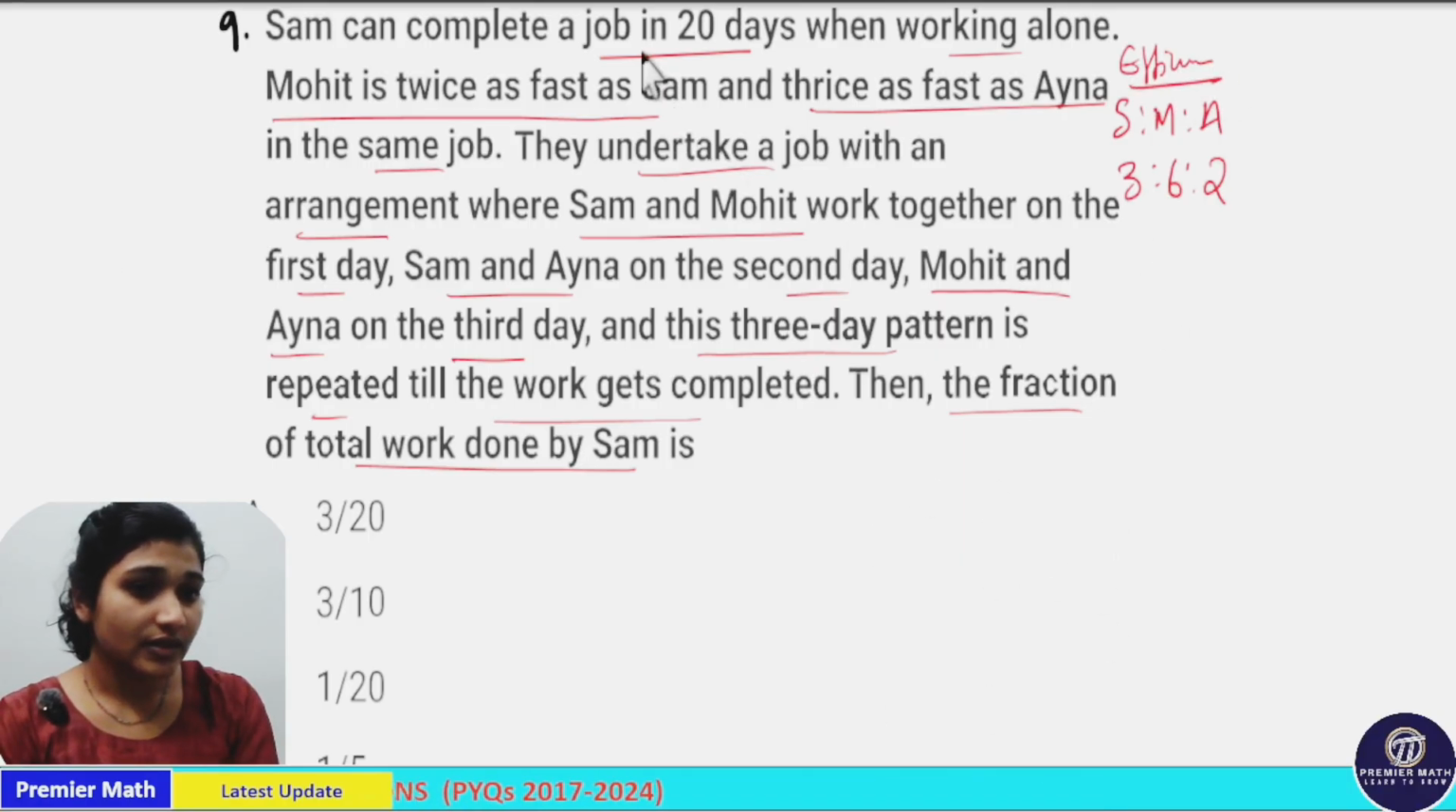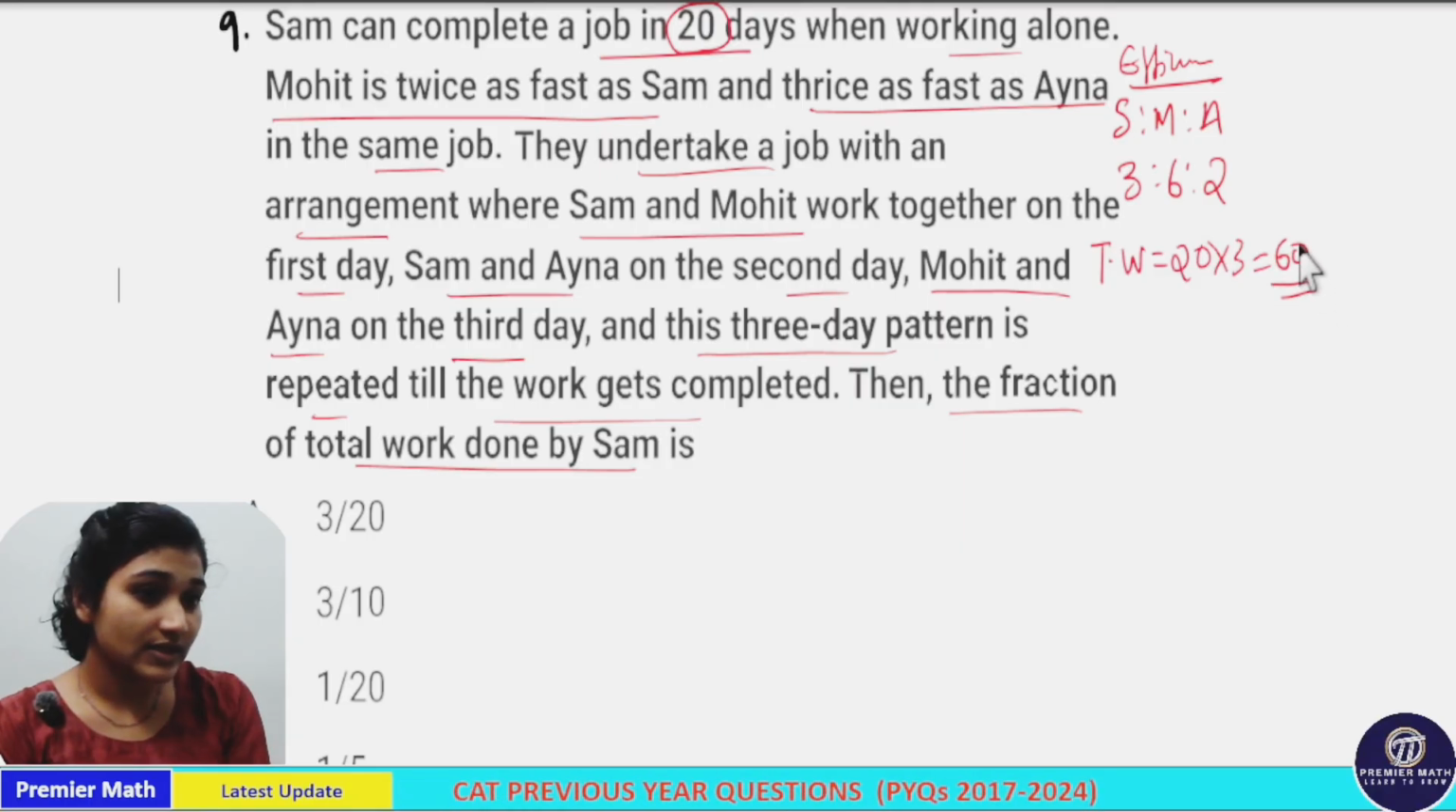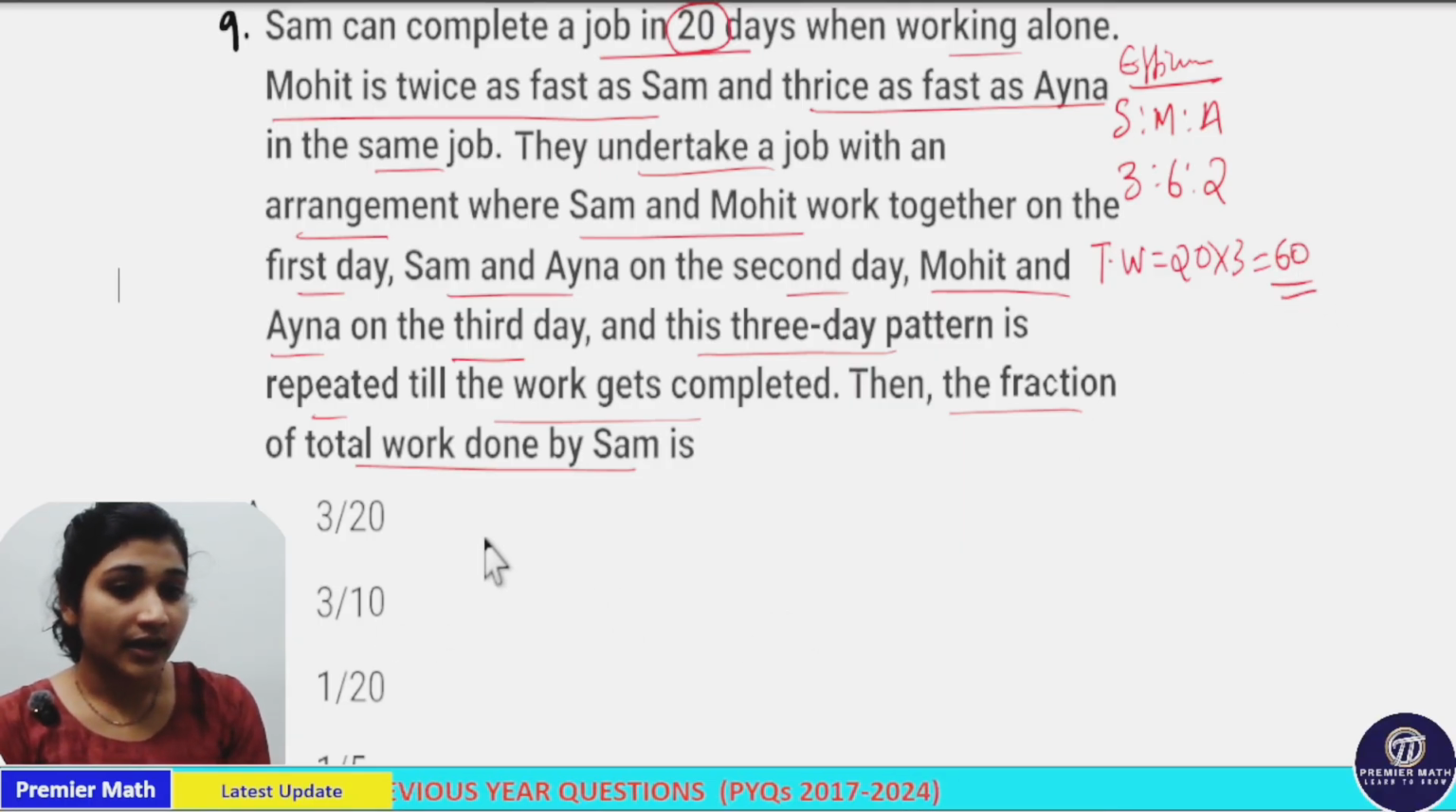Now, here Sam can complete the job in 20 days, which means in one day, Sam completes 3 units. Then in 20 days, he will complete 20 into 3, 60 units. So the total work here is equal to 20 into 3, 60 units. And they undertake the job with some arrangement.